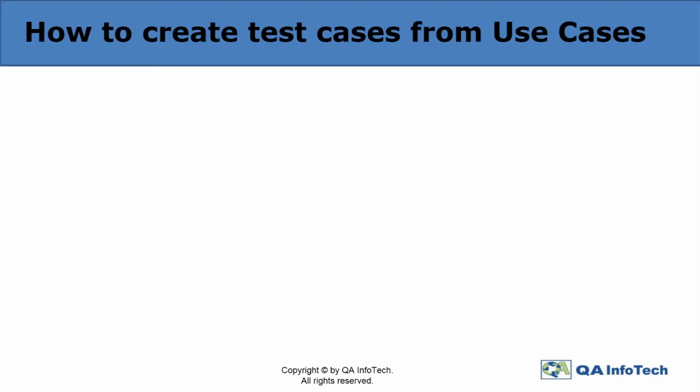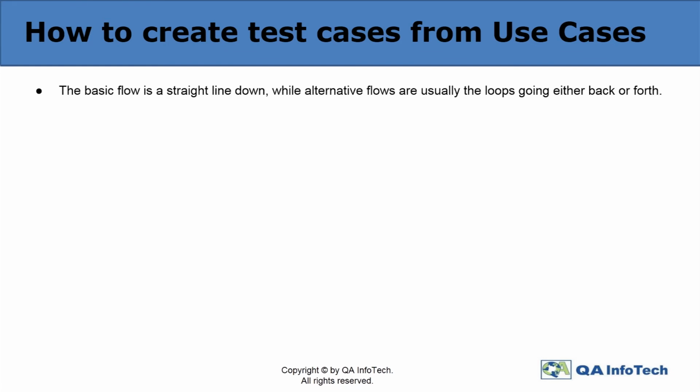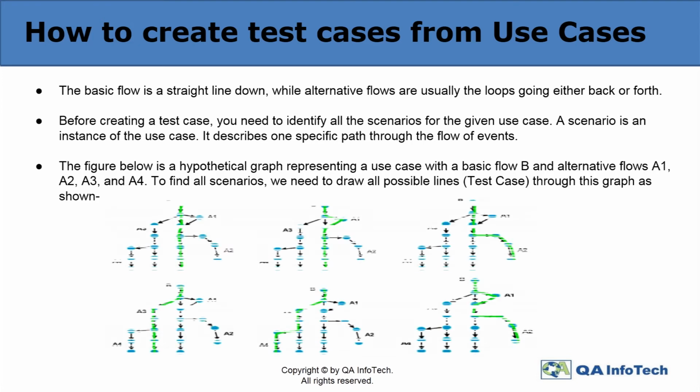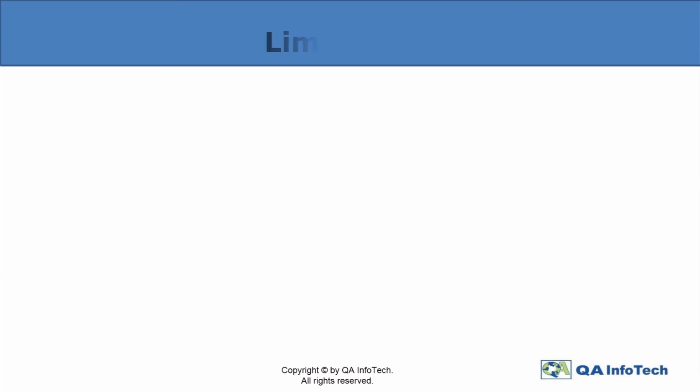In order to derive or create a test case from a use case, the general flow is linear, whereas alternative flows become various paths according to the scenario. One needs to identify all the scenarios for a given use case, which describes one specific path through the flow of events. Herein, the basic flow B becomes a straight line down the use case, whereas traversing via A1, A2, A3, and A4 become alternative flows to attain the end goal.